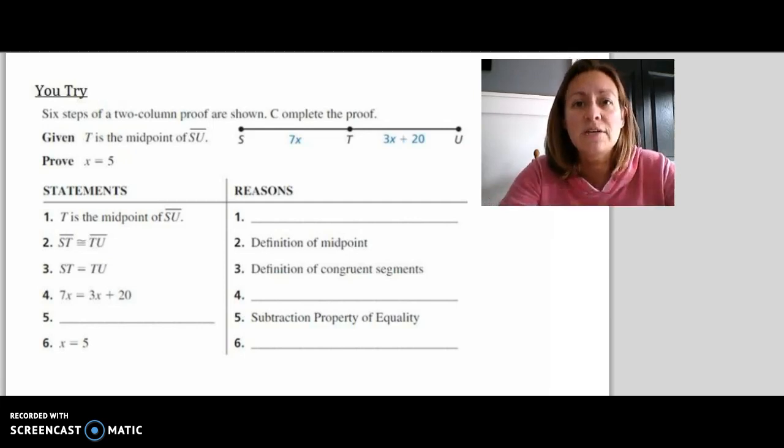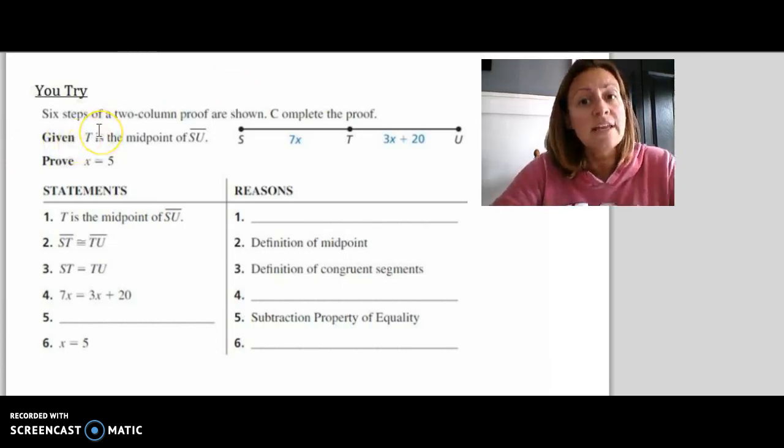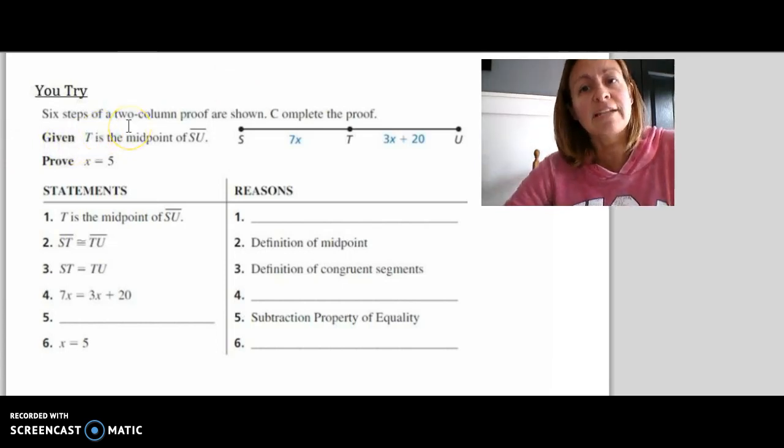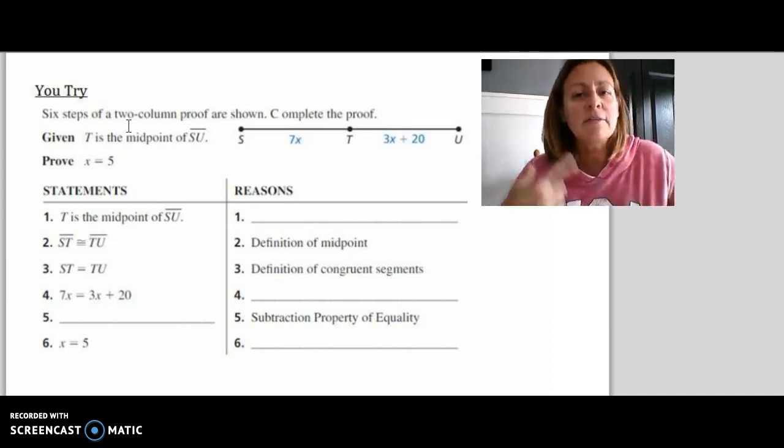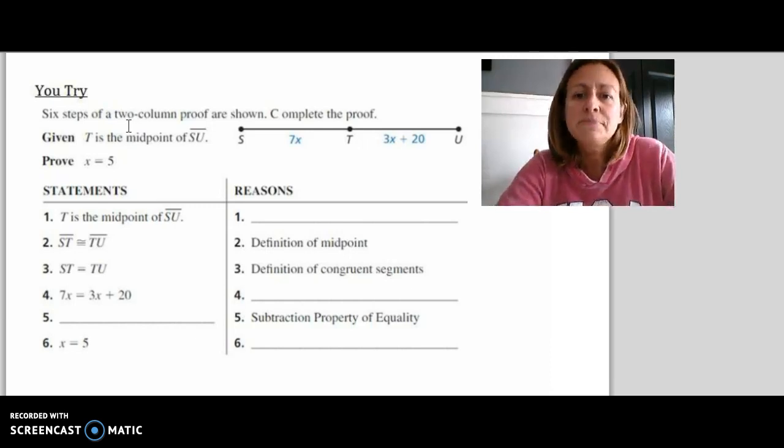You have to notice that you have a segment with T between S and U, and in the given statement, we are told that T is the midpoint of SU. So T definitely is halfway between S and U because that's the definition of midpoint. That's something to make a note of. When you read the given information, try to think about everything it tells you.